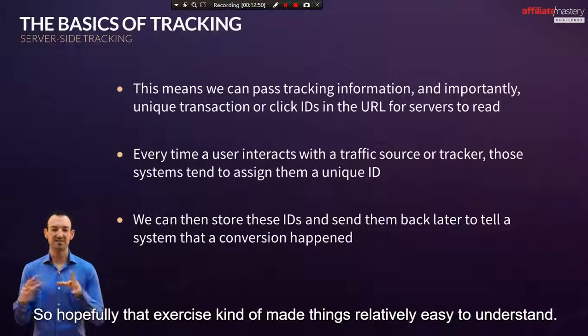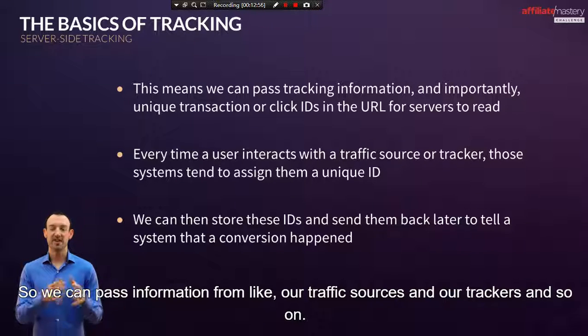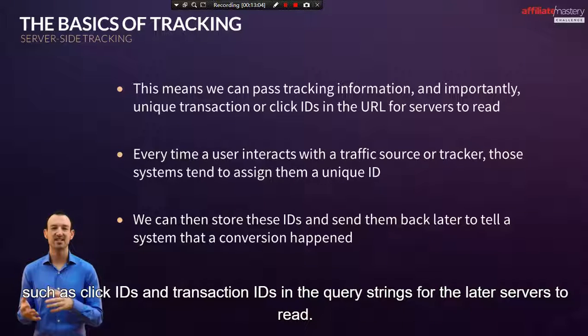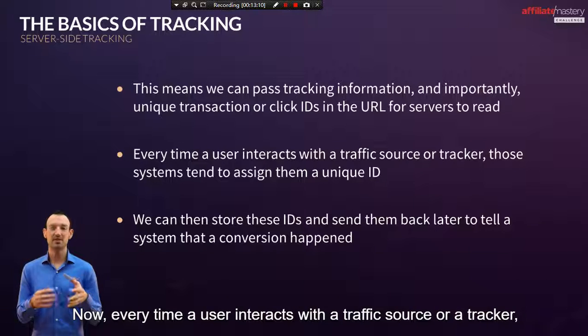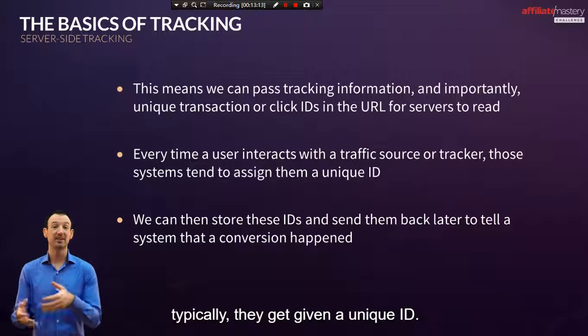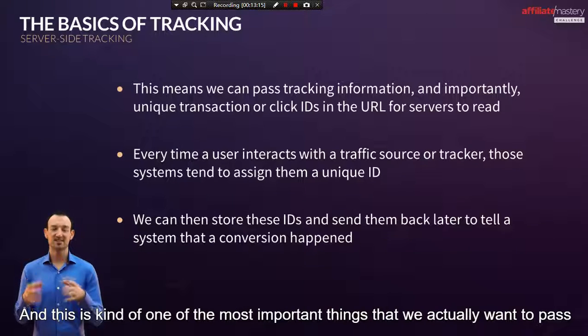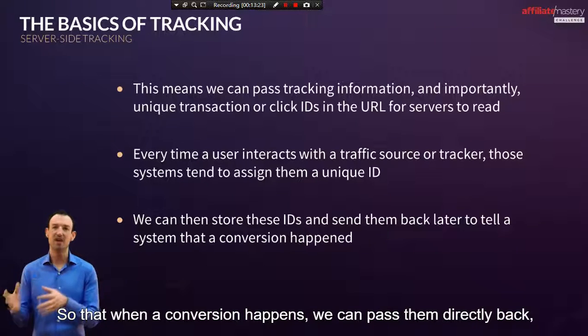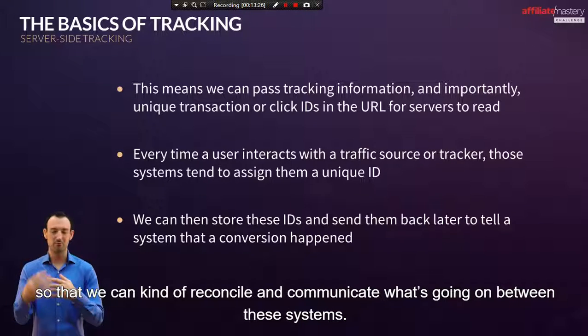So hopefully that exercise made things relatively easy to understand. We can pass information from our traffic sources and our trackers between these systems, such as click IDs and transaction IDs, in the query strings for the later servers to read. Every time a user interacts with a traffic source or a tracker, typically they get given a unique ID. This is one of the most important things that we want to pass in these query strings for other systems to store, so that when a conversion happens, we can pass them directly back, so that we can reconcile and communicate what's going on between these systems.